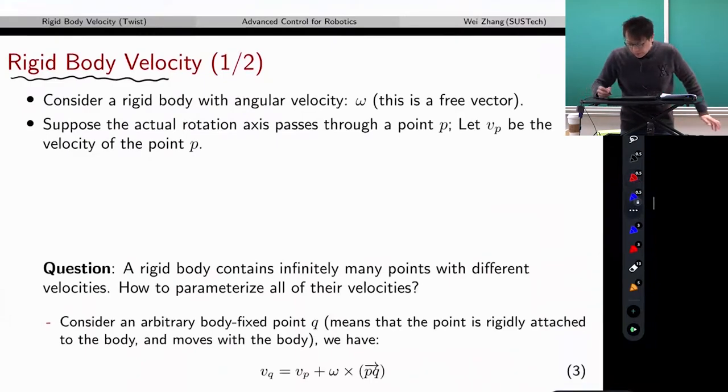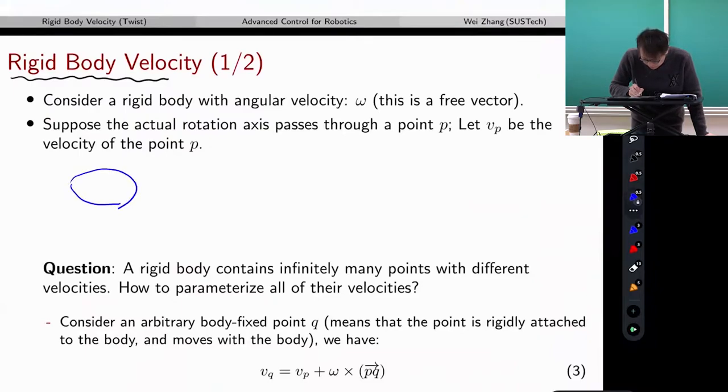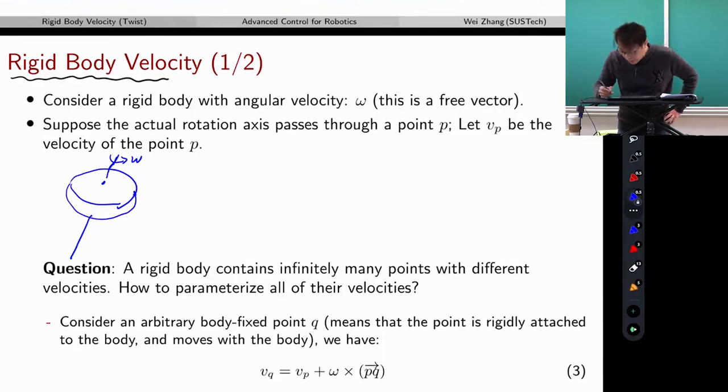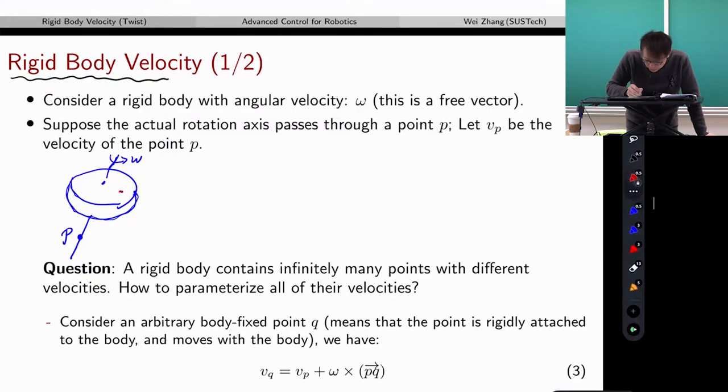Still using a similar formula, let me redraw that here. Let's say this is my rotation axis. This is my omega, and I'm rotating counterclockwise. Now suppose I have a point P on the rotation axis, and the body is just this part. P is on the rotation axis, and I'm going to ask you, what's the velocity of this Q? V of Q.